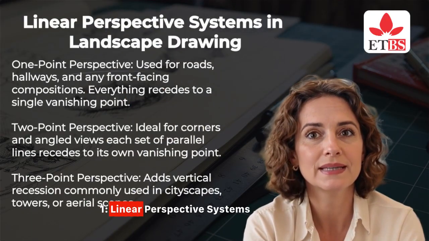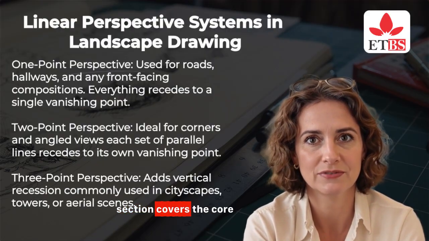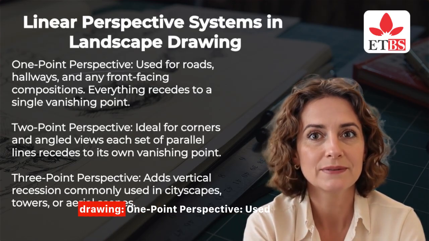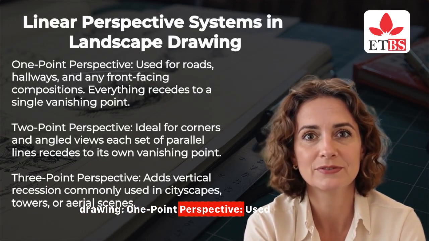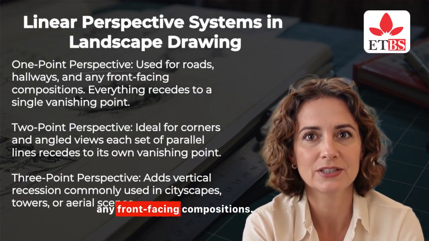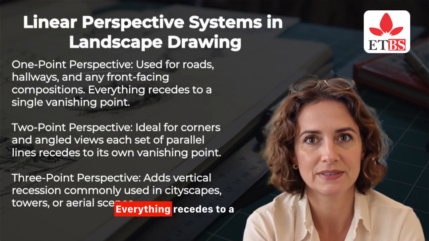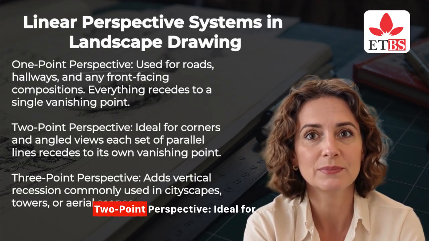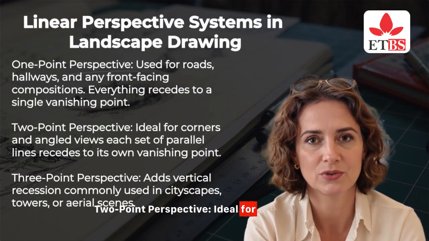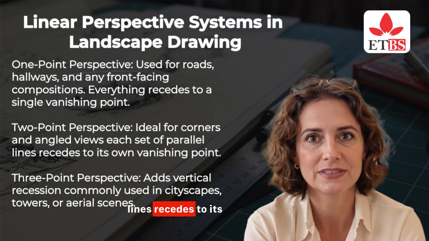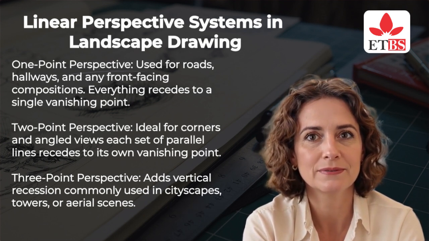1. Linear perspective systems in landscape drawing. This section covers the core perspective systems used to create dimensional space in drawing. 1-point perspective, used for roads, hallways, and any front-facing compositions. Everything recedes to a single vanishing point. 2-point perspective, ideal for corners and angled views. Each set of parallel lines recedes to its own vanishing point.